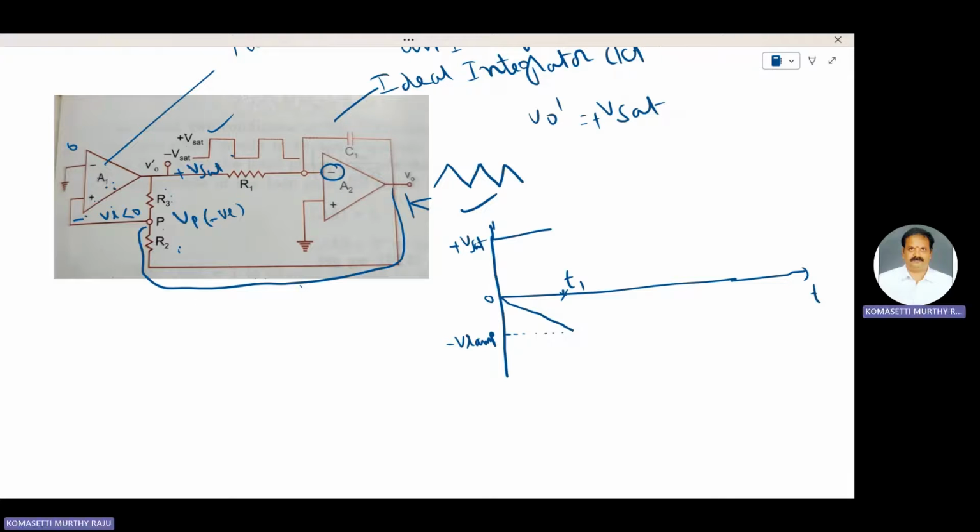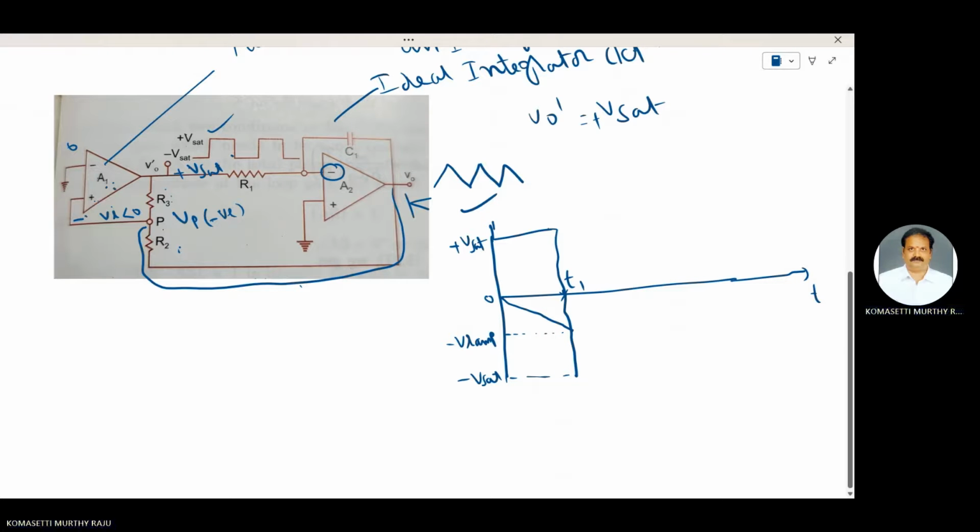Slightly less than 0. This switches the output A1 from positive saturation to negative saturation level, minus V set, like that. This one is minus V set.